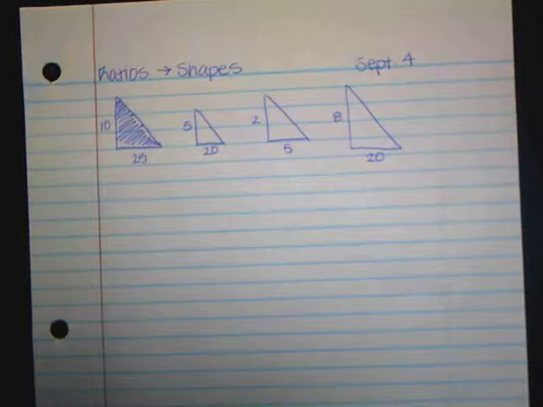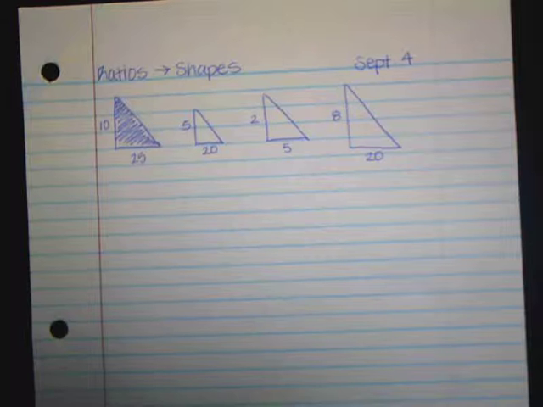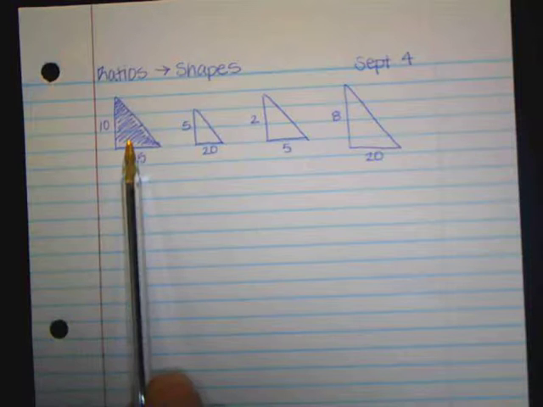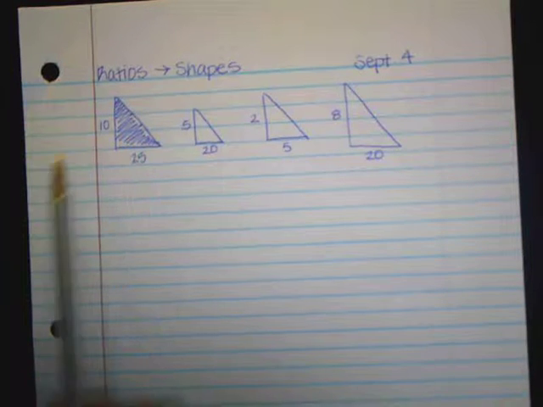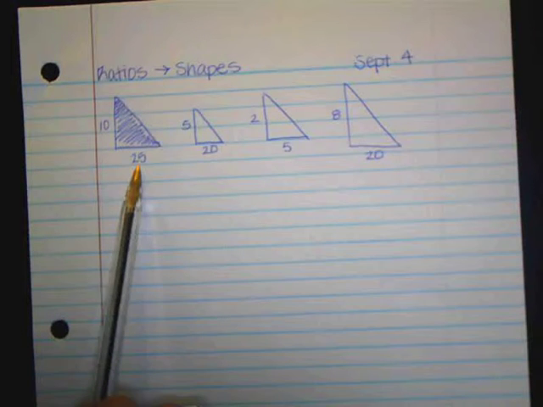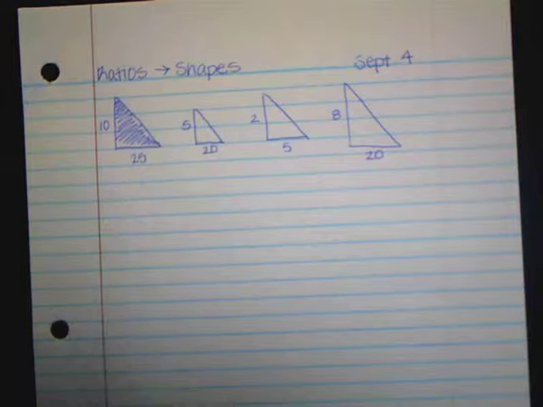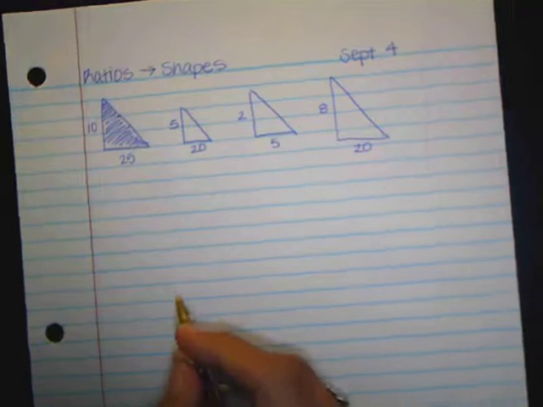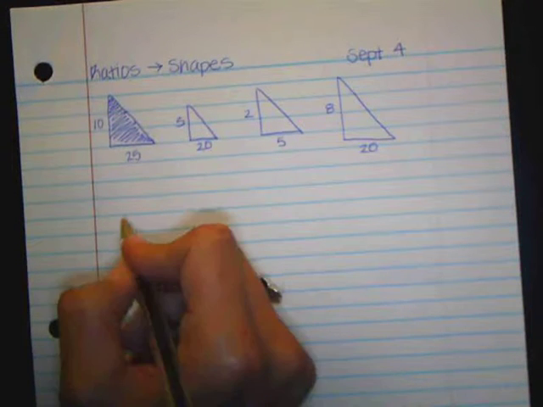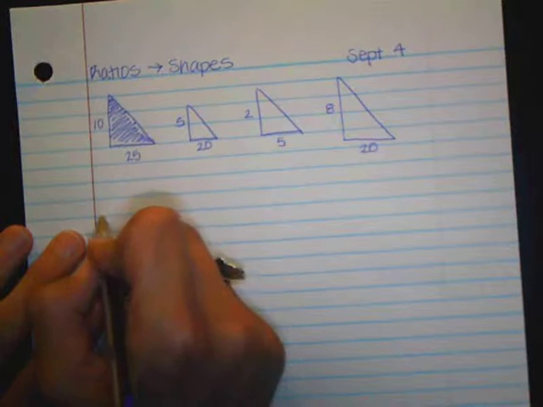We are going to try to pick out which triangles are similar to this first shaded triangle that has side lengths of 10 and 25. And we're going to use a ratio table to help us determine this. Let's draw out our ratio table.